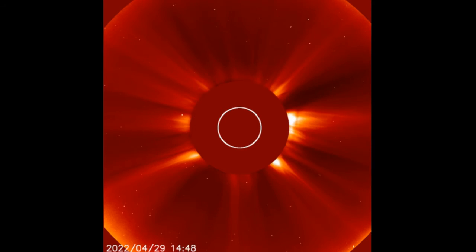This is a solar coronagraph for the 29th of April. Notice here the blast that is occurring at about 9:30 UT. A portion of this may have contributed to this rise in the energetic particle flux on 29th.